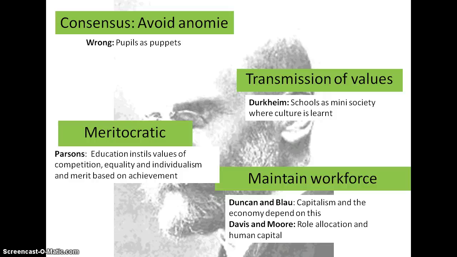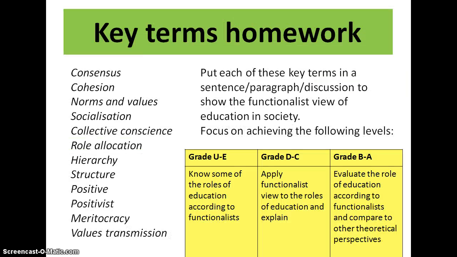Then we've got people who talk about the maintenance of our workforce: Duncan and Blau, who talk of capitalism and the economy depending on a really good workforce, and also Davies and Moore, who talk of role allocation and human capital being a bank of workers who are well educated to do good jobs. And for homework, I sent you off to do this, which you can obviously try for your revision. So using all of these words, thinking about how they explain the functionalist view of society, and certainly bearing in mind that they value the development of inequalities to make sure that in society all roles are fulfilled. And that's a functionalist view of education.